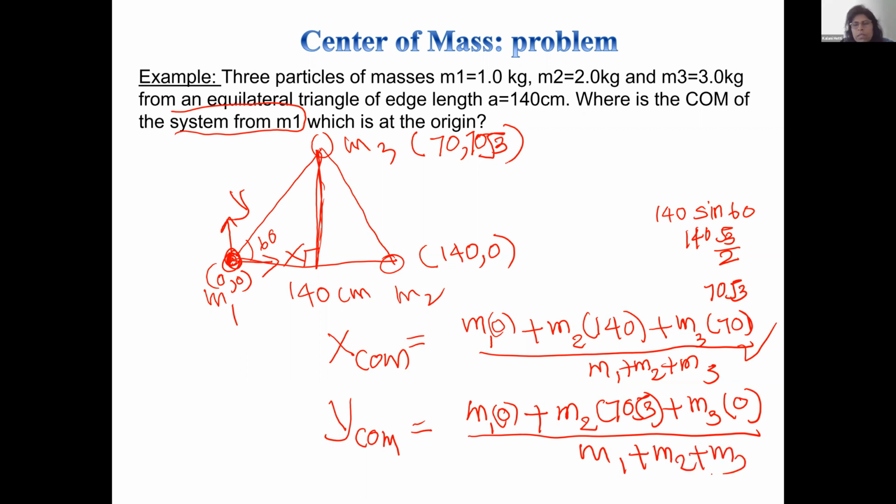Okay, it is that simple, but you need to make sure that you know the coordinates of each object sitting in your question.